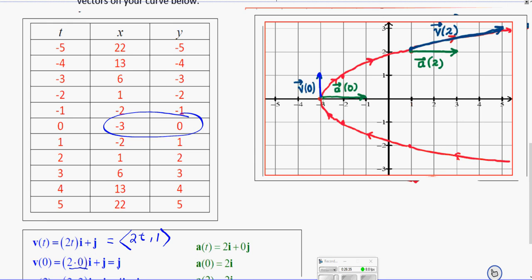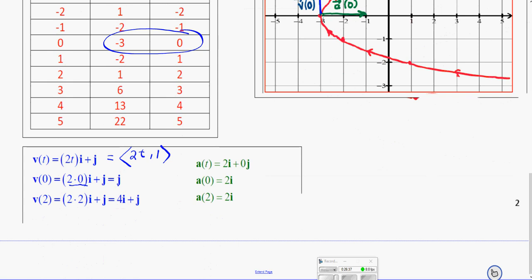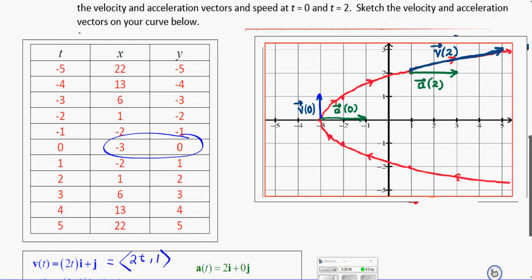At time 2, if I stick with velocity, substituting 2 in for t gives me 2 times 2 is 4. There's no variable, and I have a constant acceleration in the vertical direction. So it's the vector 4, 1. The vector 4, 1 looks like this. 4, 1 is the tip of the vector. In standard position, it would look like that. If I want to translate it to that point at time 2, the ordered pair is 1, 2, and that's why I translated the vector there.